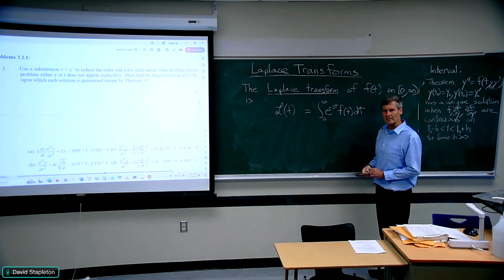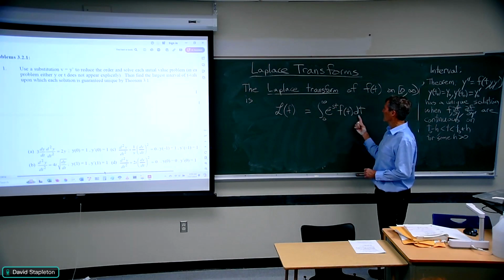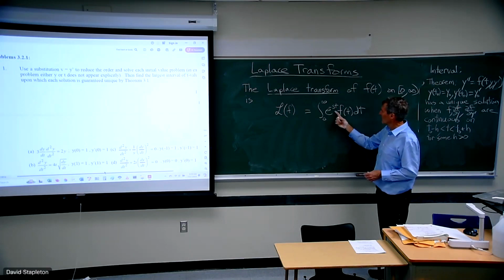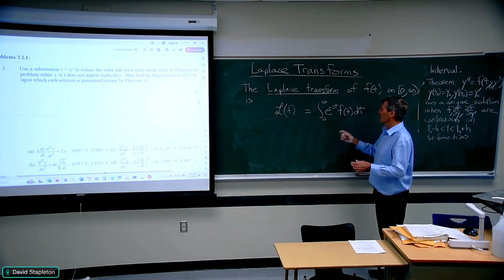Can you see what happens when we do that? We put in a function of t. There's an s in here that's just a parameter, a constant, if you will. So we get out actually a function of s. We can put in different values of s and get out different results.